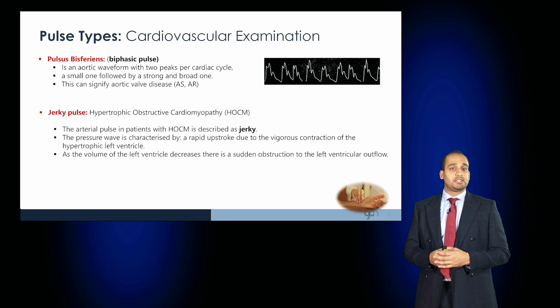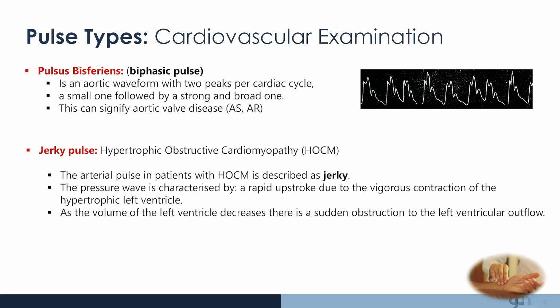You may note pulsus bisferiens, a biphasic pulse in which the aortic waveform has two peaks in the cardiac cycle, and this can signify aortic valve disease. Both stenosis and regurgitant murmurs can result in pulsus bisferiens.